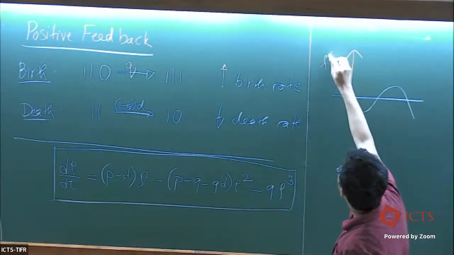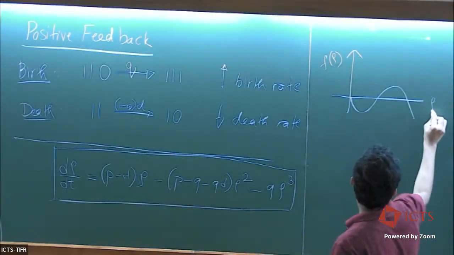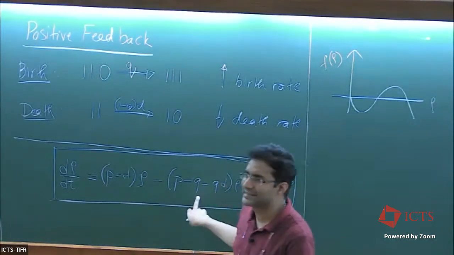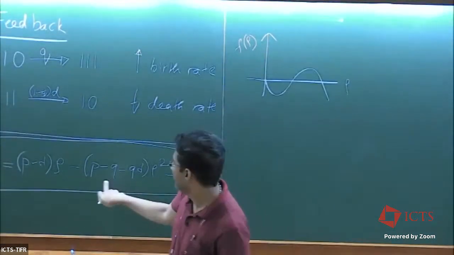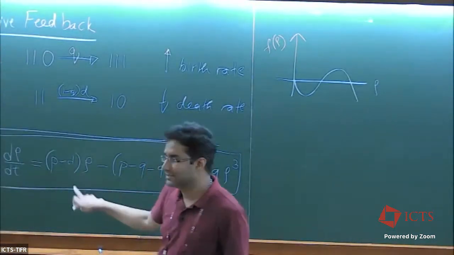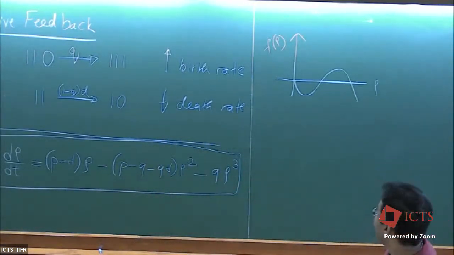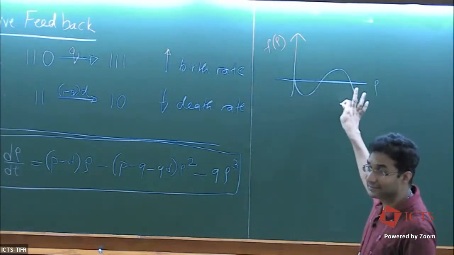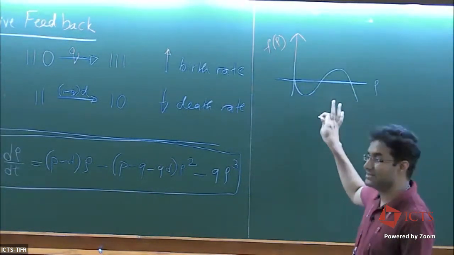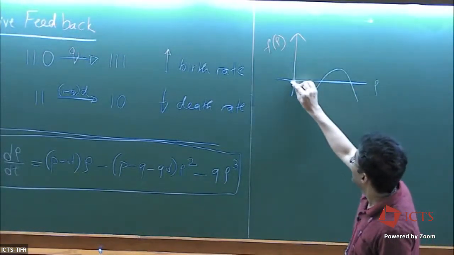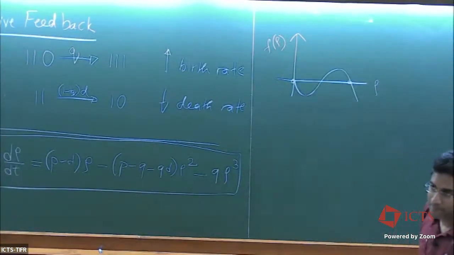F of rho, the function of rho, can have this form when some conditions are met, meaning basically Q has to be greater than some threshold value and P has to be greater than D, obviously. And if that happens, then you can have three equilibrium points, three fixed points, of which 0 and the upper one will be stable.